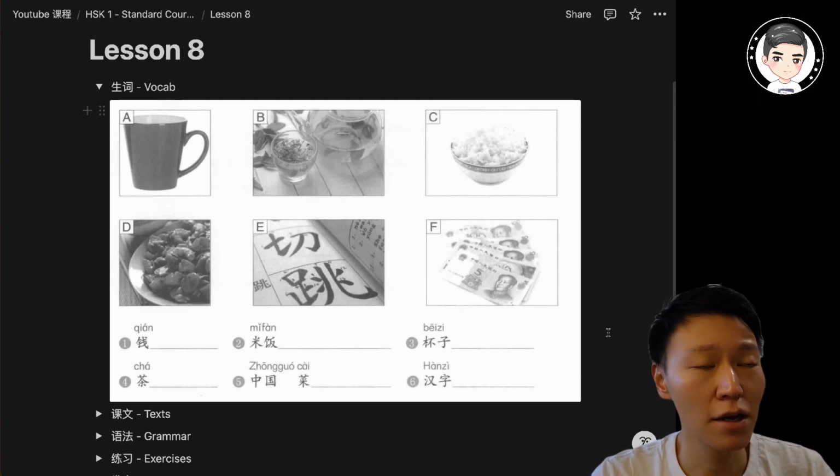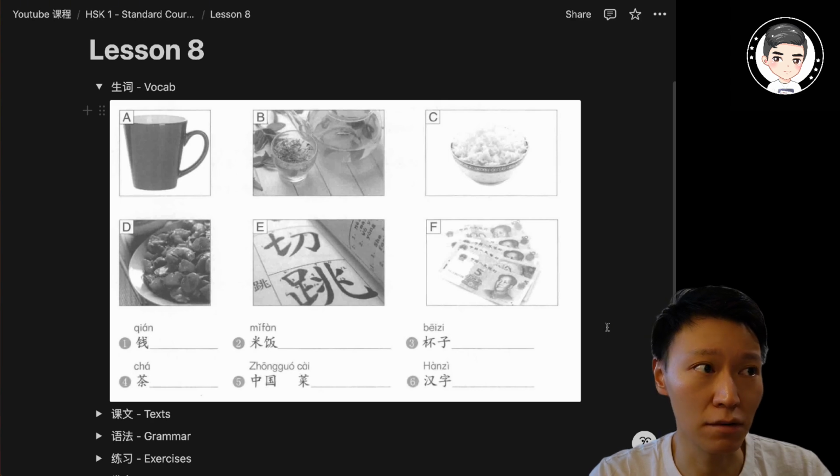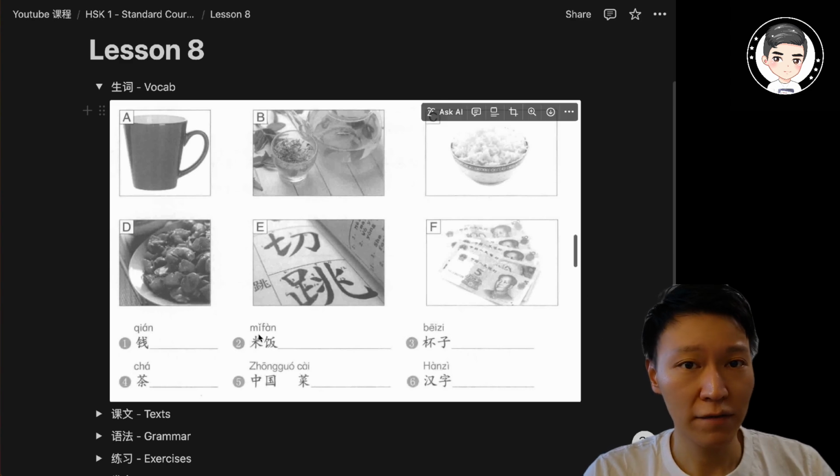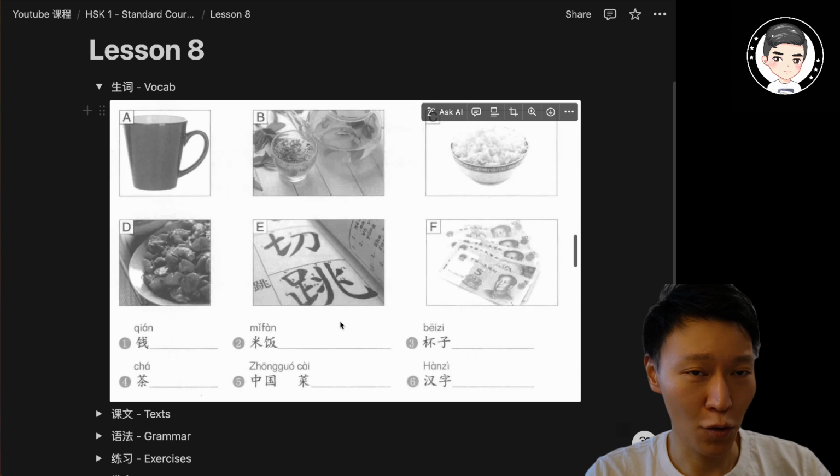我是 Charlie. In today's video, we're going to talk about HSK1 Standard Course Lesson 8. And today is the first part of this lesson, so we're going to talk about the vocabulary of this unit. Alright, now let's have a look here. And here we have 6 words. Some of them are new, some of them are old.